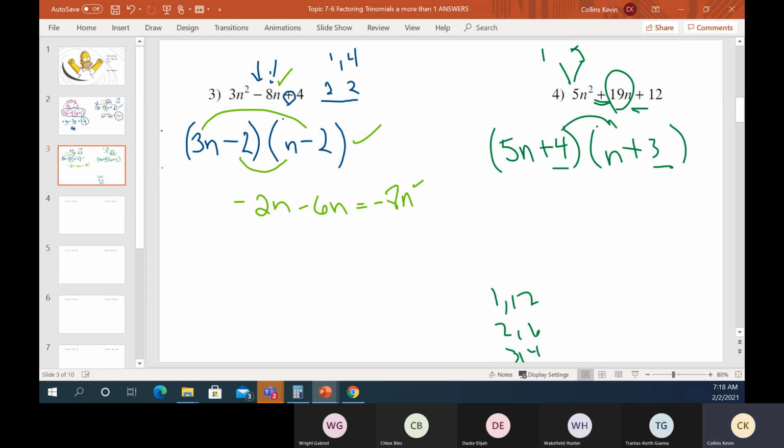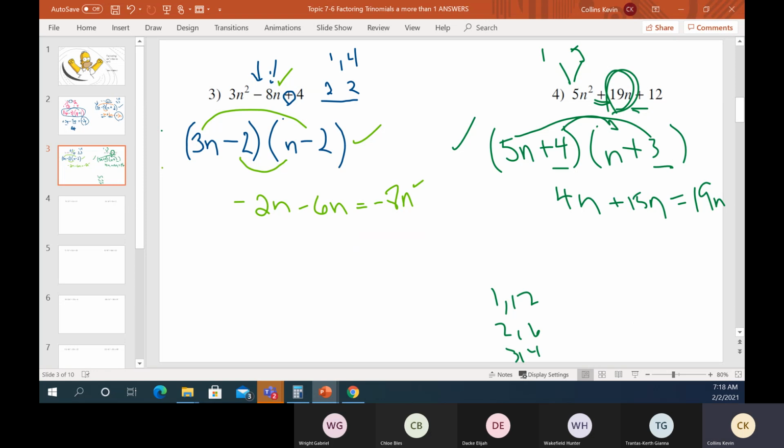So I've got 4 times n, so that's going to be 4n. Then I've got 5n times 3, that's going to be plus 15n. And look at that, if we add 4 and 15 together, we get 19n. There's our guy. So that answer is correct. Good.